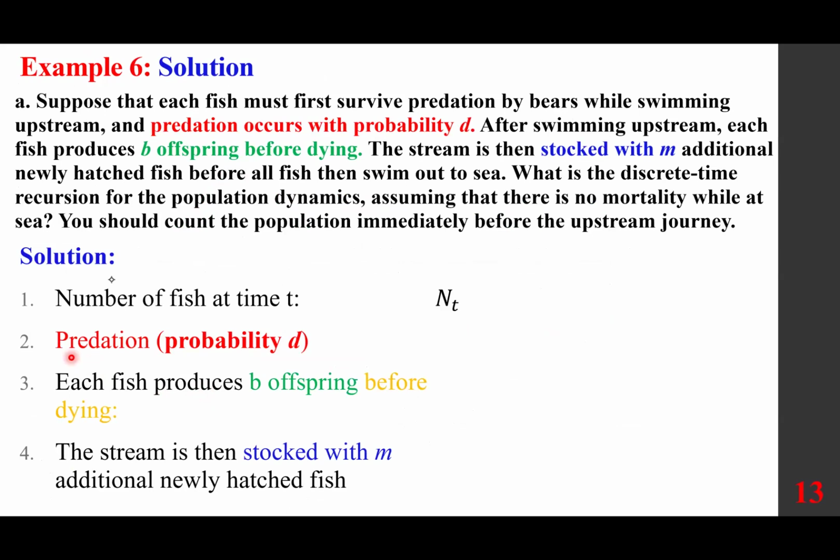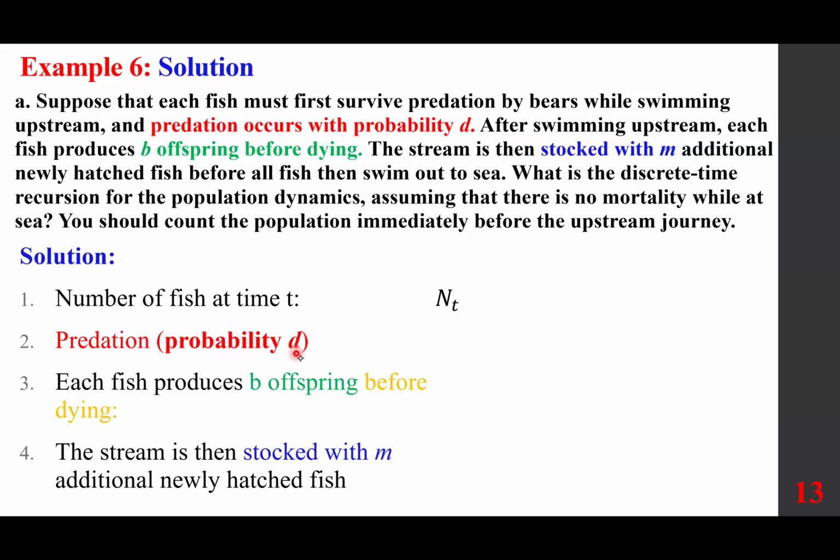So the first case, part A, we are going to start with so many fish. How many? It's your choice. You can say X, Y, Z, or N, or we're going to go with the time step N sub T. This is the number we start with. It doesn't matter what you choose as your variable. So what happens? Predation with the probability D, meaning if the bears take 10%, 90% remain.